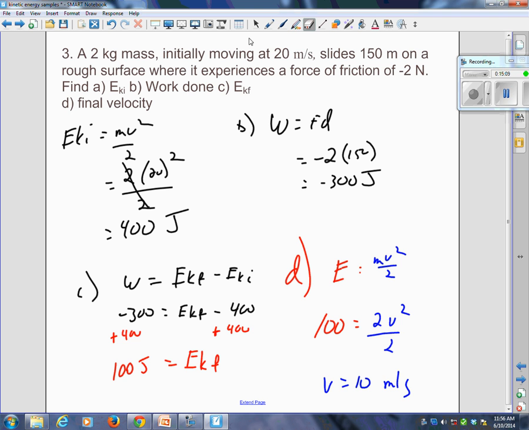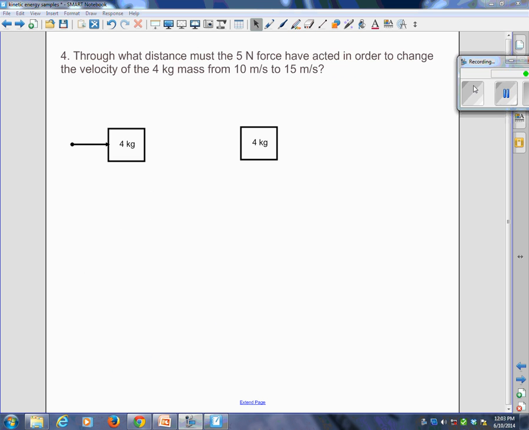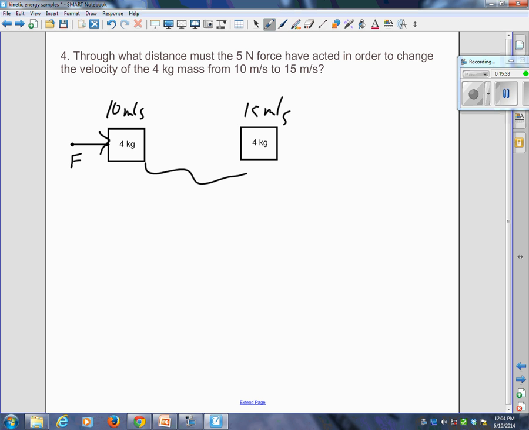I'll give you a couple minutes to try 4. Through what distance must the 5 Newton force have acted in order to change the velocity of a 4 kilogram mass from 10 to 15? So it's initially at 10 meters per second. It increases to 15 meters per second because some magical 5 Newton force is pushing it. The question is, what is the distance?